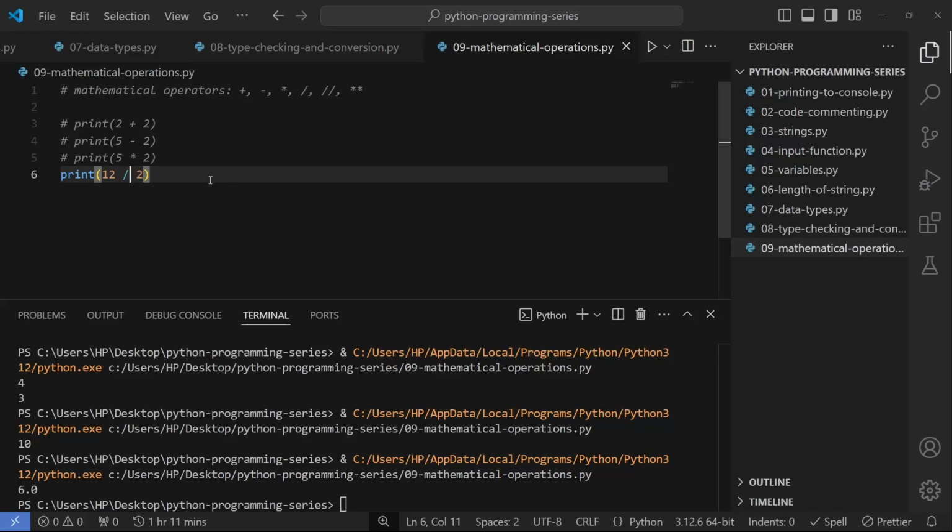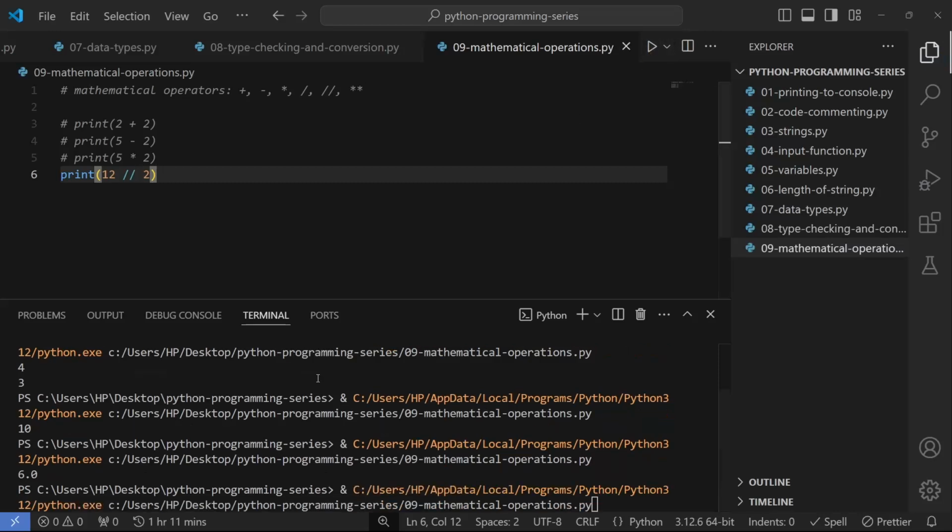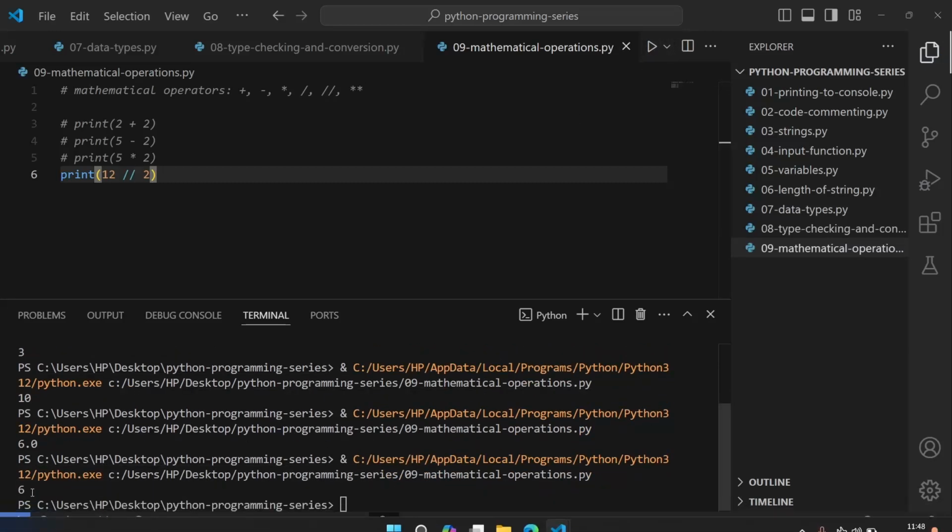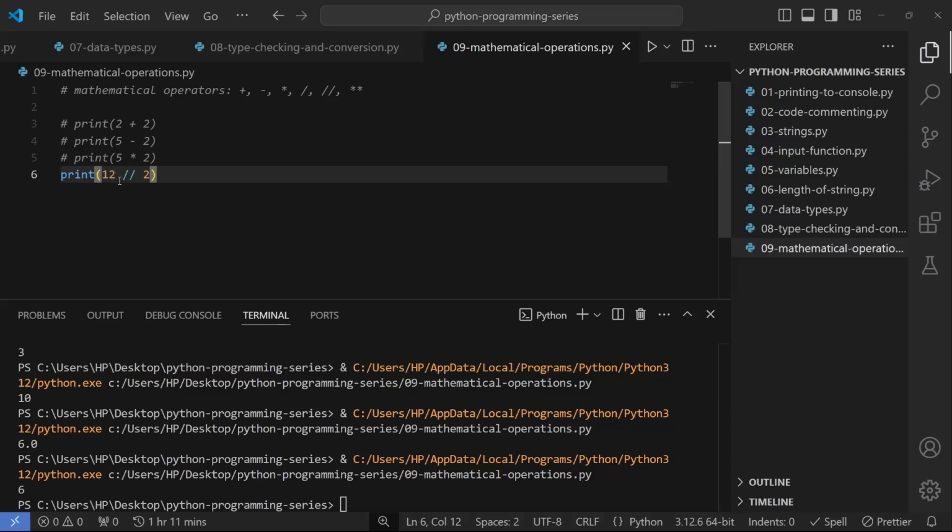This double division symbol will always return an integer for you in such a way that it will return only the whole number part, whatever decimal digits after the decimal point will be taken away. So 12 double divided by 2 is going to give you a perfect 6. It's going to return an integer for you, so you have 6, but you should be careful in using this.